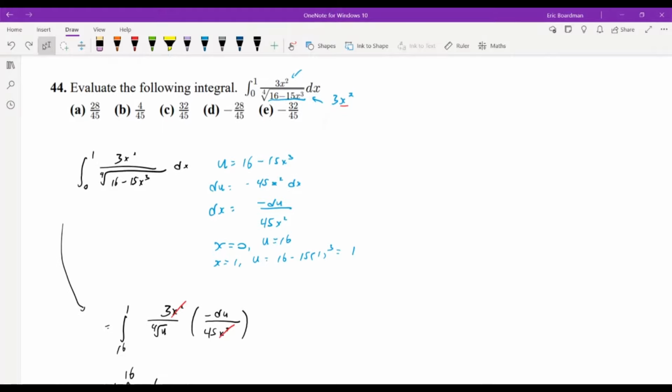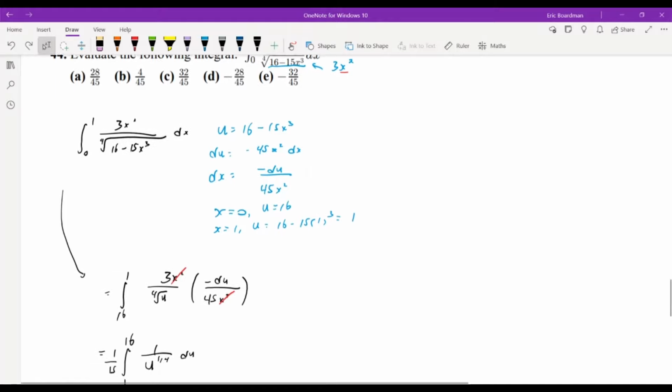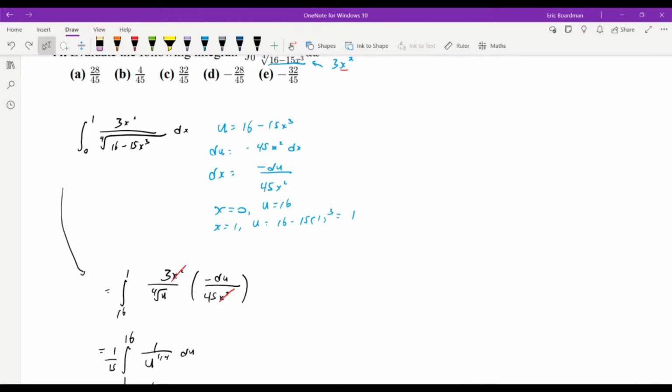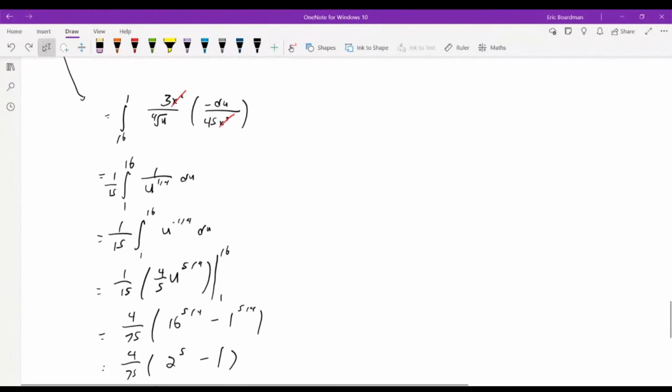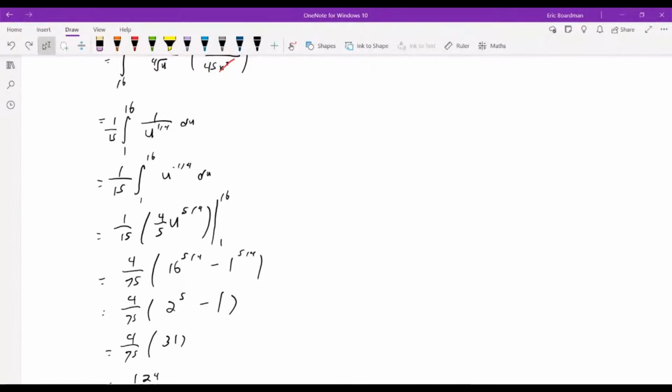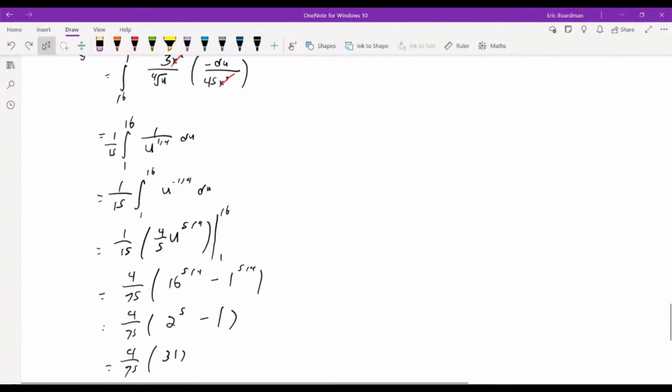And then, so dx equals negative du over 45x squared. When x equals 0, u equals 16, that's right. Then when x equals 1, u equals 16 minus 15, that's also right, so it's 1. Oh, right, yeah, sorry. For some reason I was thinking that it said 1/4, but it's actually negative 1/4, so negative 1/4 plus 4/4 is going to be 3/4. Thank you for catching that.